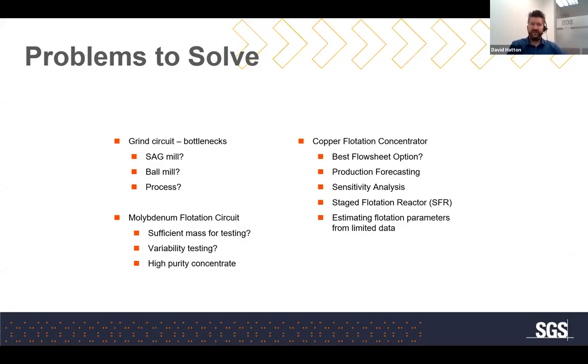On the copper side, we needed to select the best flotation circuit. We started with about 25 flotation circuits, and how do you evaluate which one is best? And so we had to come up with a methodology for that. And then we used that for the production forecasting. And we'll do a sensitivity analysis and show why we chose the circuit that we chose.